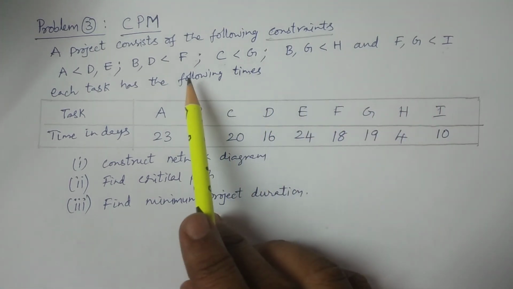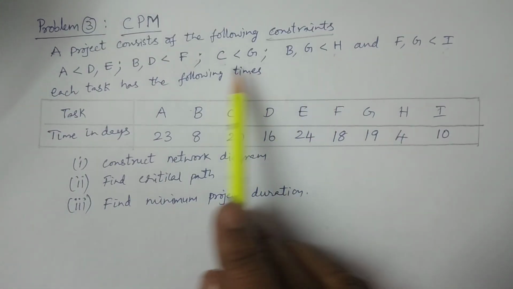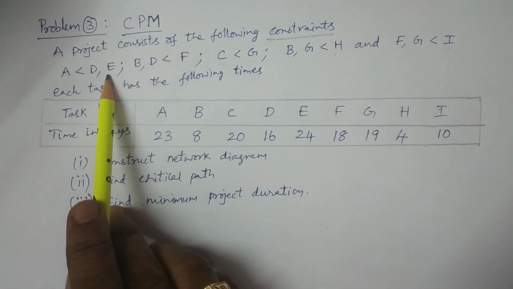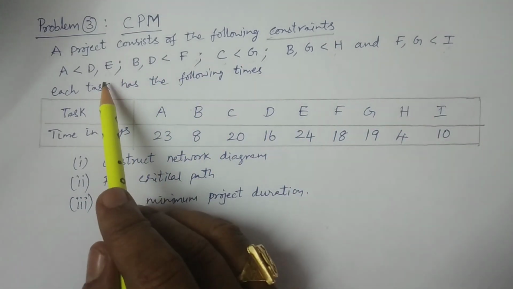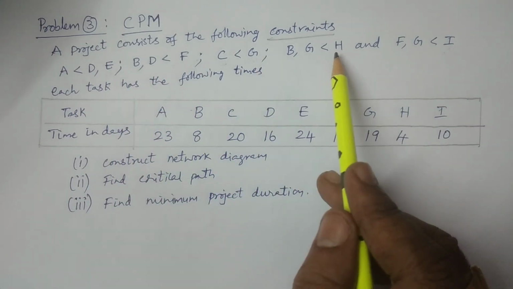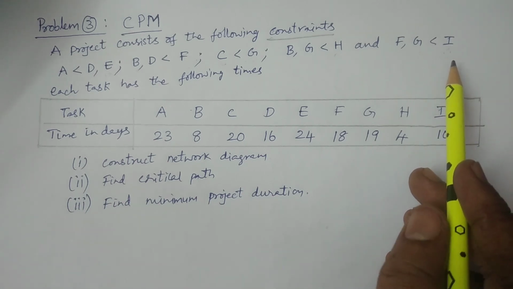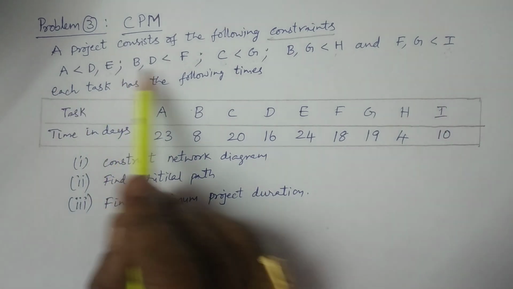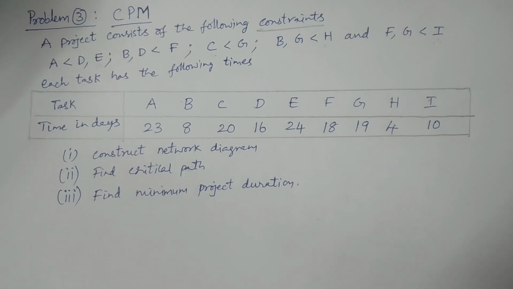H is one activity, and after H we don't have any other activity. After F we have G, and after G we have I. And E: after E there is no other activity. So E, H and I, I'm sorry, not G, these are the end activities. There is no activity after these. A, B, C are the starting activities. Hope you understand how the relations are obtained.